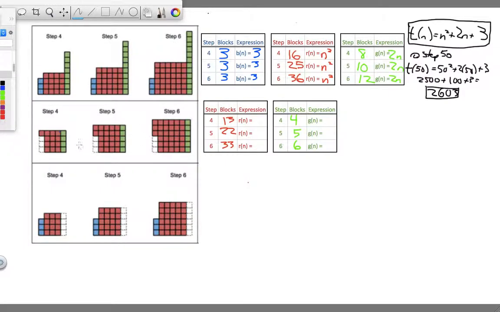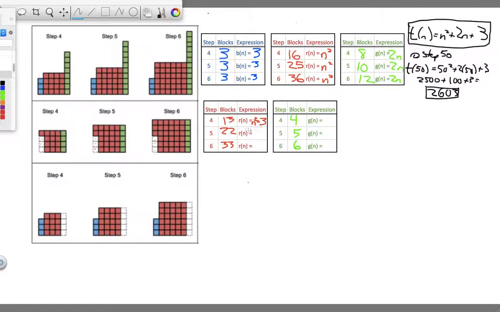When I look at step 4, to get my 13, if I look closely at it, I have a box that's 4 across and 4 tall, and then I get rid of these 3 right here. When I have step 5, I have a box that's 5 across and 5 tall, that again I get rid of 3 here. And for step 6, I have 6 across and 6 tall, where I get rid of 3 blocks. So to get r of n, my red of n, I take n squared, and then I subtract 3.